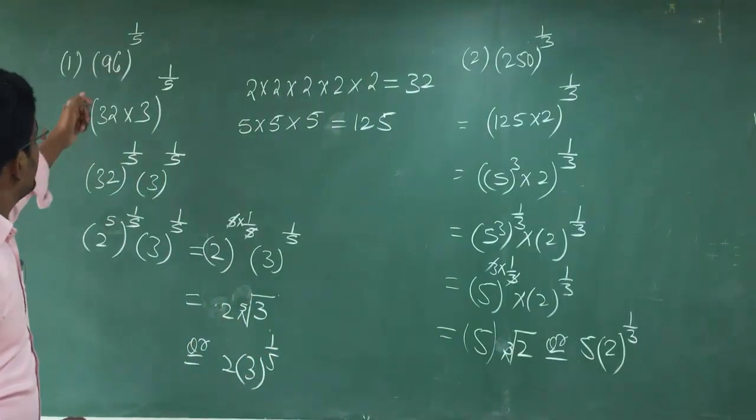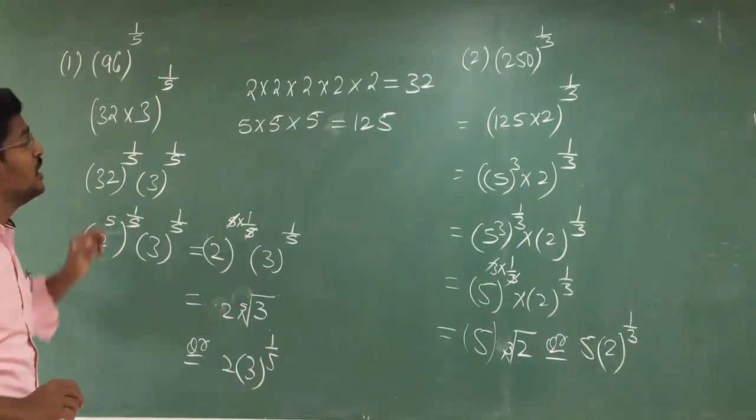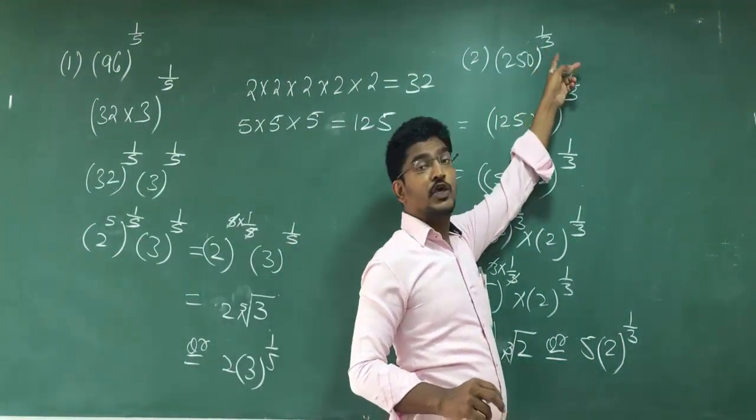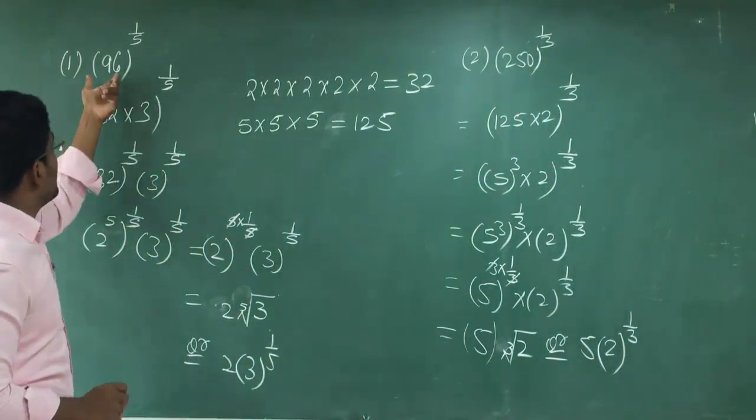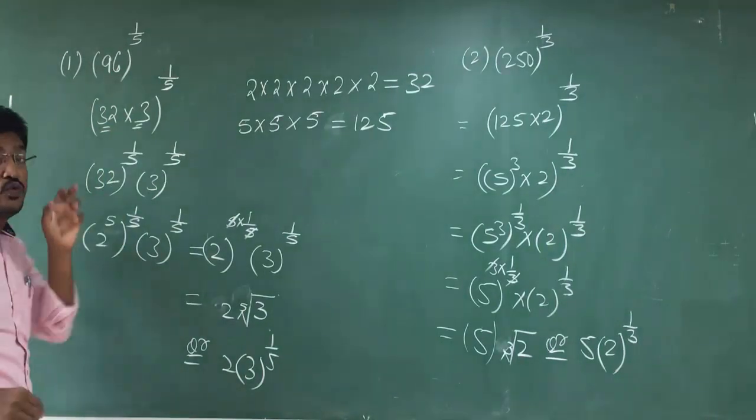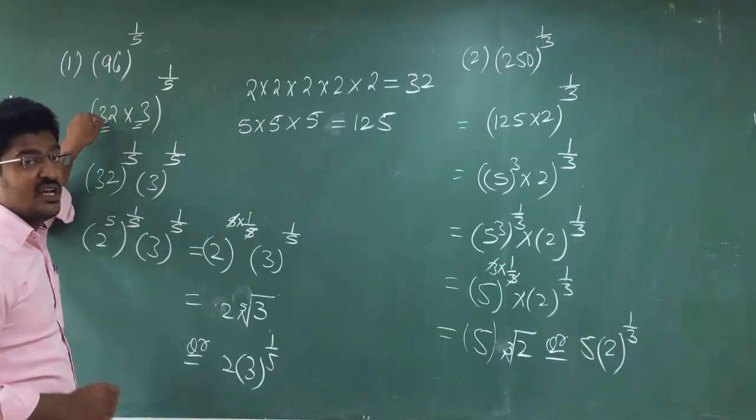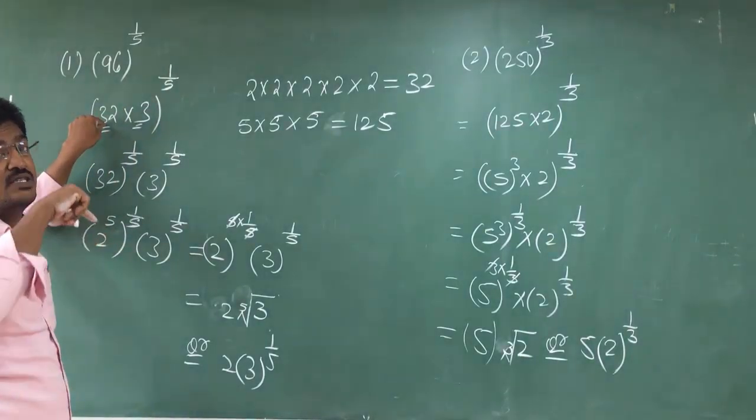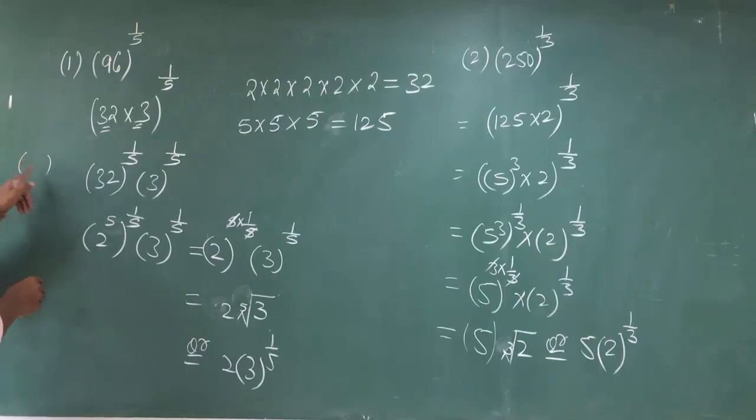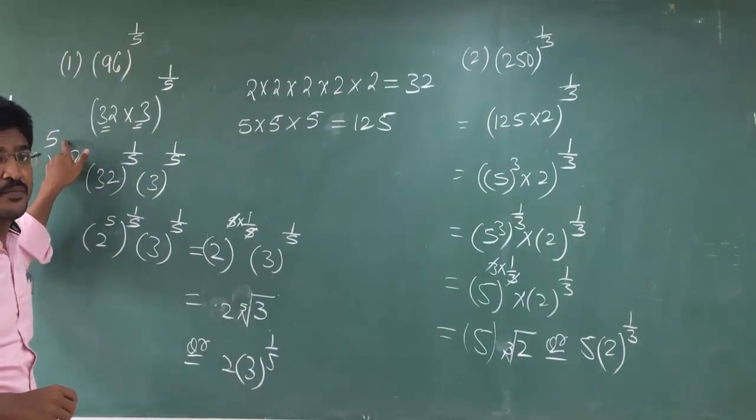See here, whenever I am simplifying 96 and 250, 96 was to the fifth root, 250 was to the cubed root. Clear? So whenever I am writing 96 as a multiple of 2 numbers, I am observing this 1 by 5. I am taking such a number that power of some number must be to the power of 5. That means if I write some number in this box, it must be equal to 32 if I make it as to the power of 5. Are you getting my point?